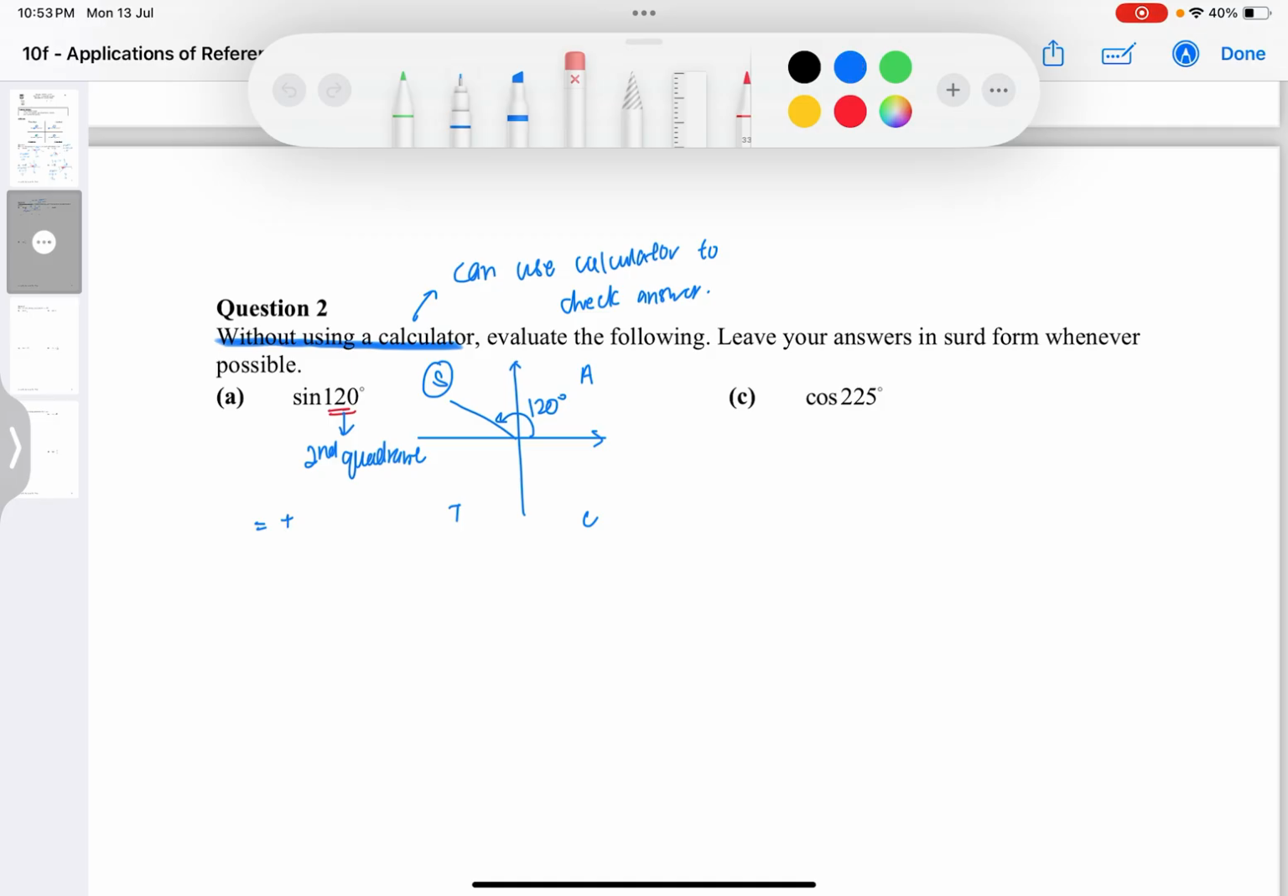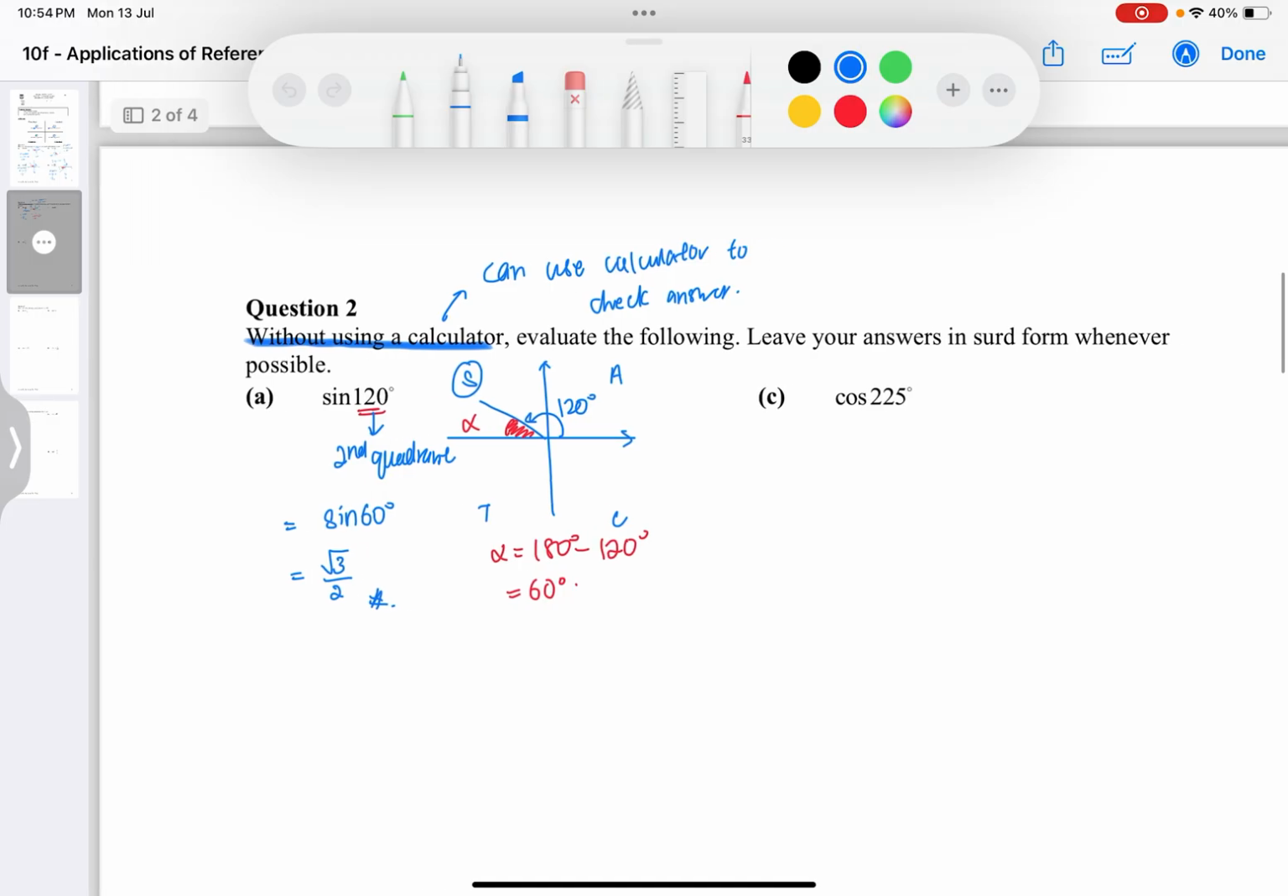If it's positive, we generally don't write the sign, and it's equal to the corresponding basic angle. If the angle is 120, the corresponding basic angle can be found easily by taking 180 minus 120. So that will be 60 degrees. So this is sine 60 degrees, and sine 60 degrees is a special angle, so that will be square root 3 over 2.